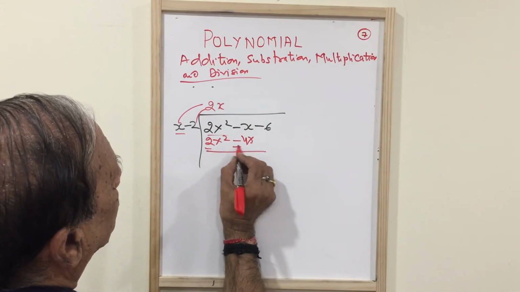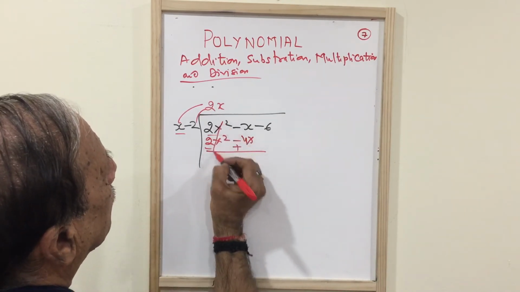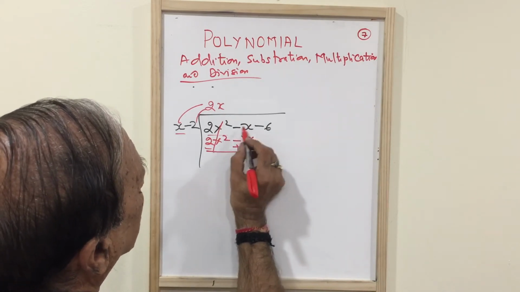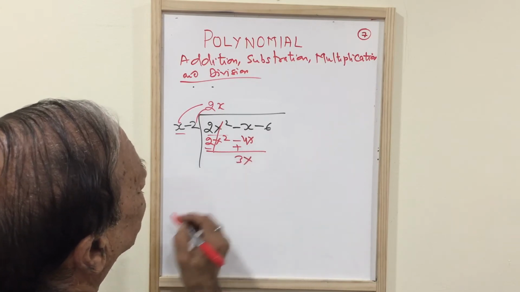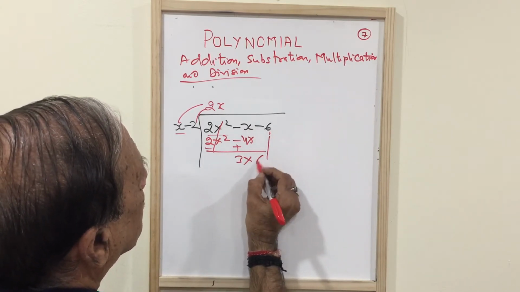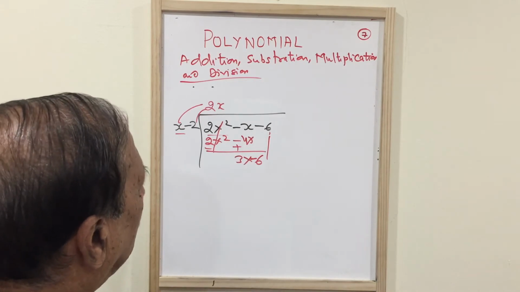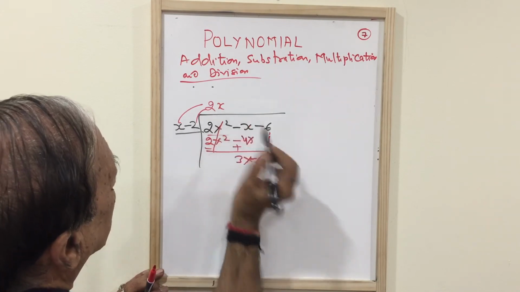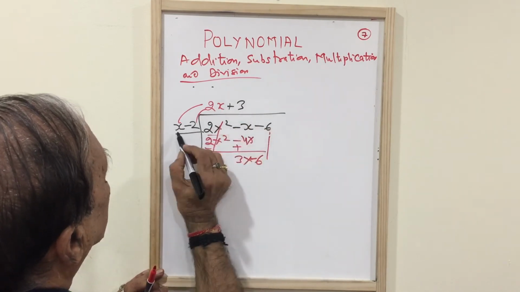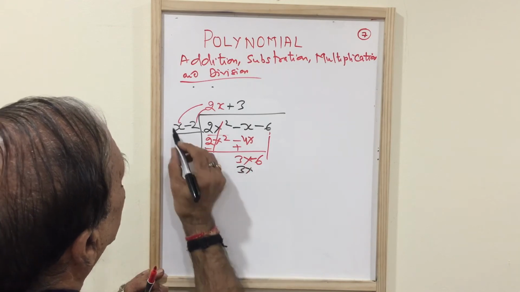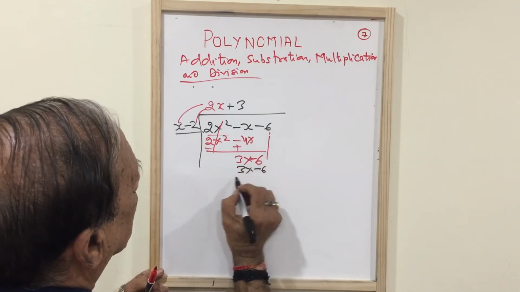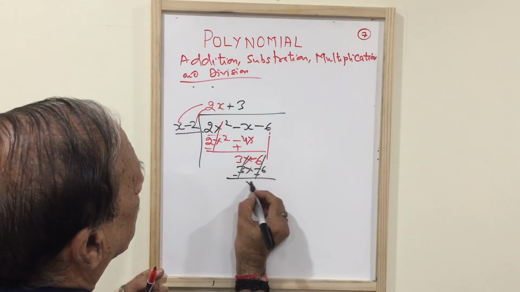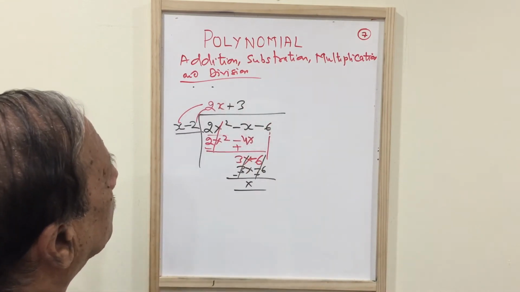We will subtract, the sign will change. So this will cancel out. We are left with plus 4x minus x, that is plus 3x. We'll bring down the 6 over here, so it will come minus 6 here. Again, with this, if we multiply 3 with x and minus 2, it will come 3x minus 6. We will subtract both, so both will cancel. So this is the required answer of the equation.